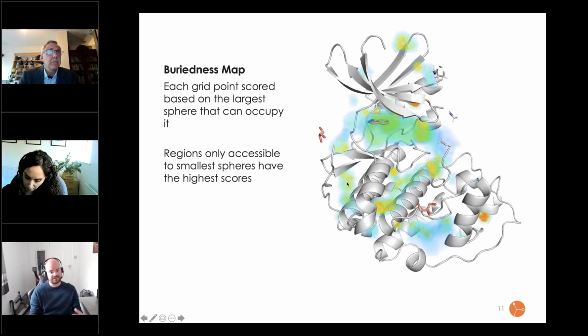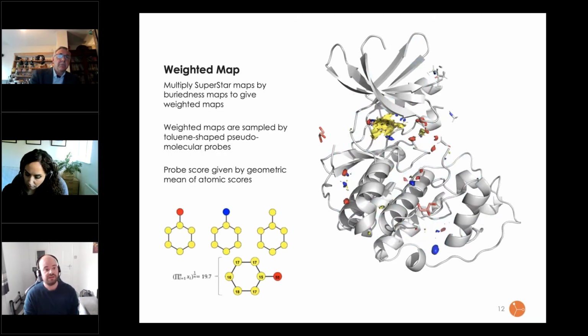So this gives us a grid-based measure of the buriedness of the protein. And the next step is simply to multiply this buriedness map by the 3 SuperStar maps. And the weighted map that you get is all of a sudden much more directed towards the binding site of the fragments, particularly the apolar maps. You can see there's not much apolar propensity elsewhere on the structure, but you still get some of the polar interactions elsewhere across the protein.